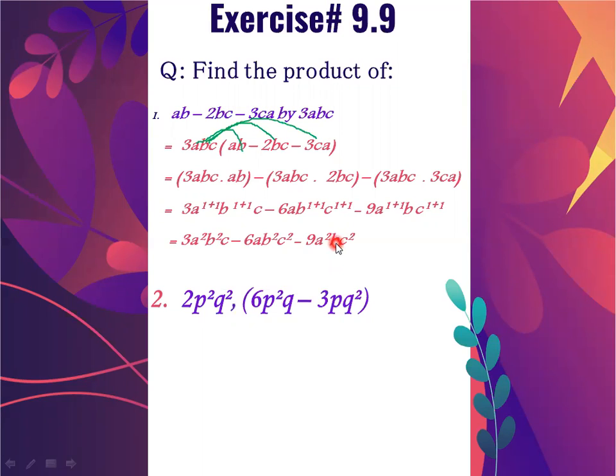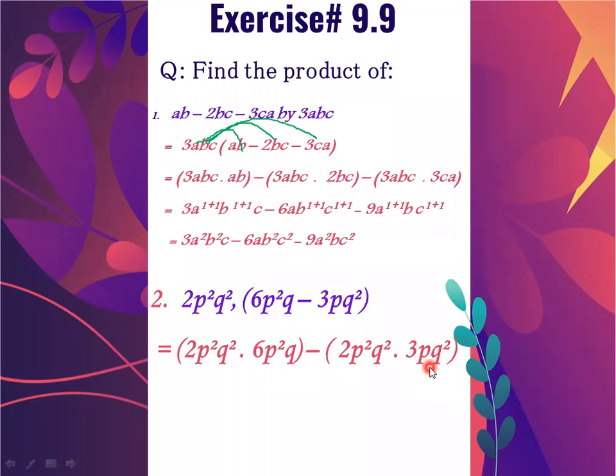2pq square multiplied with 6p square q minus 3pq square. What you will do, you are going to multiply this term with this term and this term individually. Okay, just like this. You will write both the terms inside the bracket individually with 2pq square. First you will write 2pq square dot, dot means multiply, and you are going to multiply it with this 6p square q. Then this minus sign, then again you will write inside the bracket this 2pq square, and you will multiply it with this 3pq square.